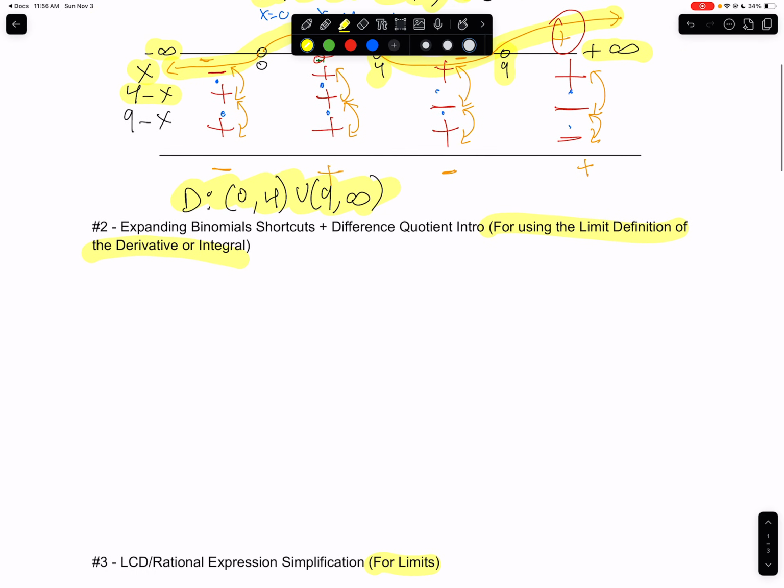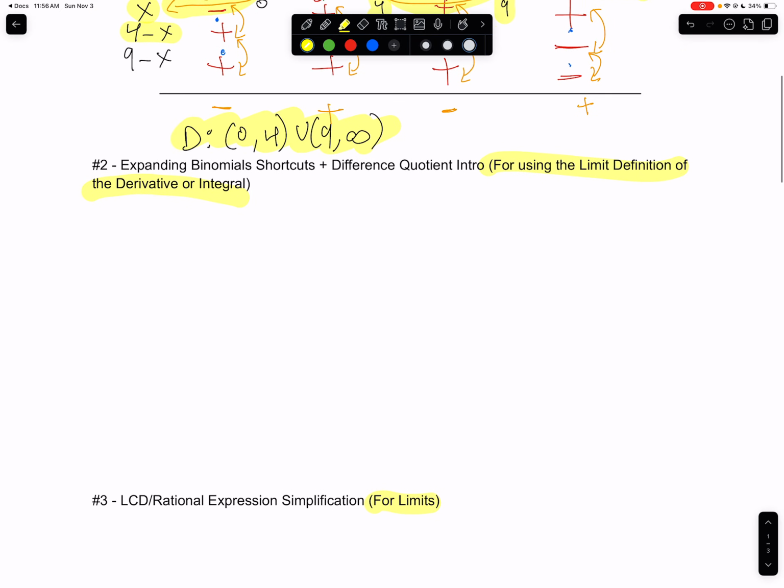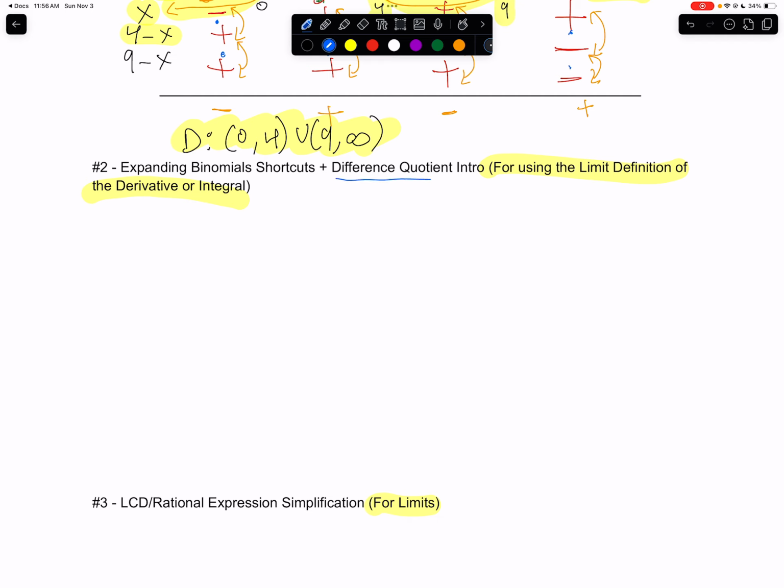Okay, so the second technique that you need to know is some shortcuts to expanding binomials. And we're going to talk about the difference quotient. Now, the difference quotient specifically relates to the limit definition of the derivative. Okay, but I'm just introducing you to that because sometimes teachers introduce students to that before actually studying calculus.